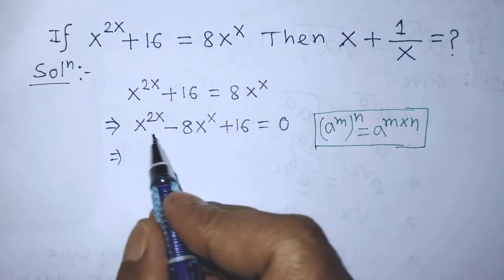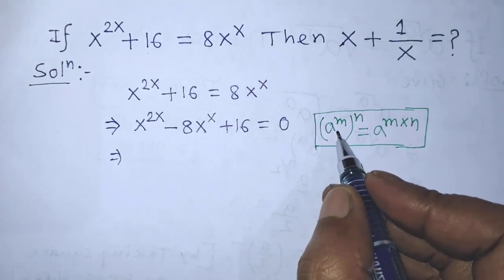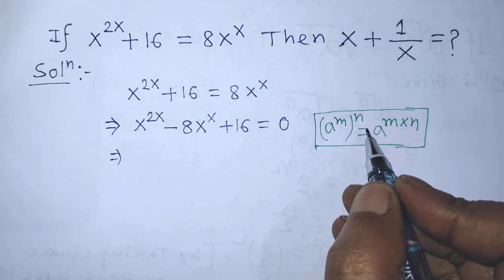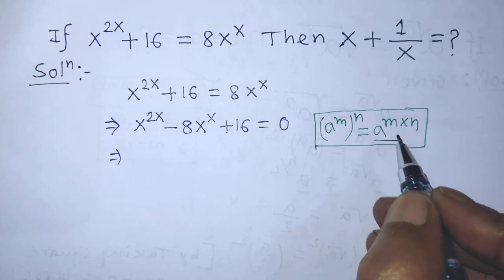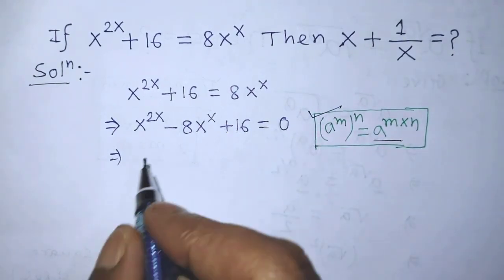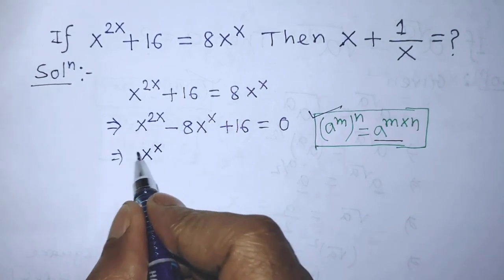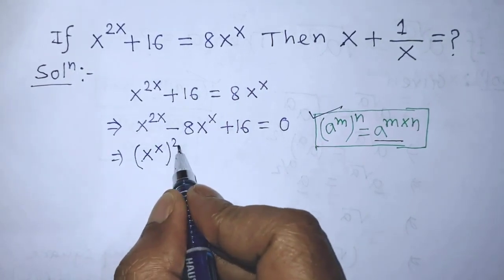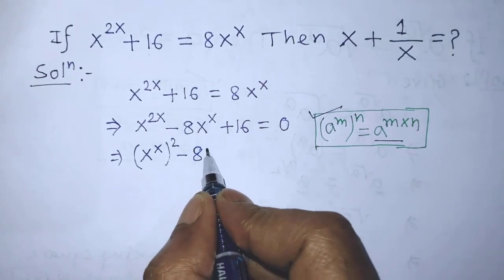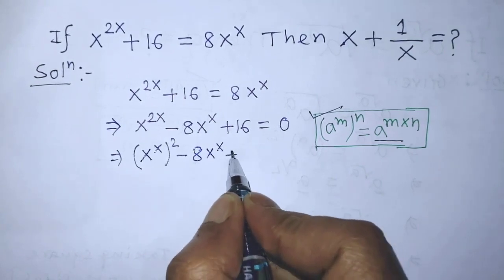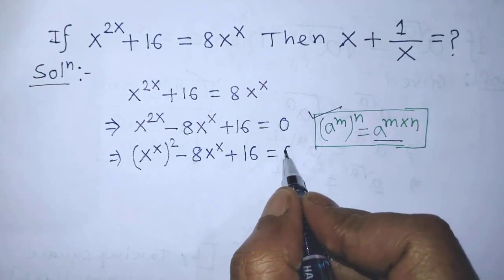On the left hand side of this equation, to simplify this term, we have to apply the formula a to the power m whole to the power n is equal to a to the power m times n. So according to this formula, we can write in the first term x to the power x whole to the power 2 minus, again we have to write 8 times x to the power x plus, again we have to write 16 is equal to 0.